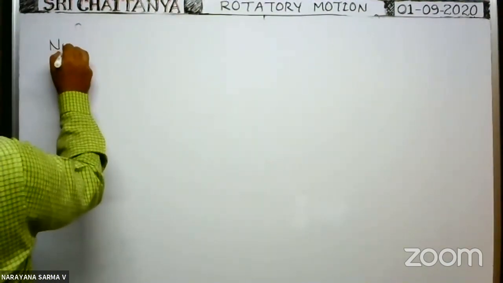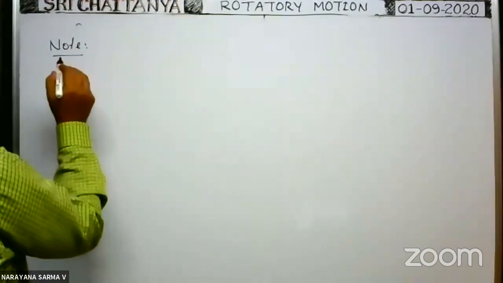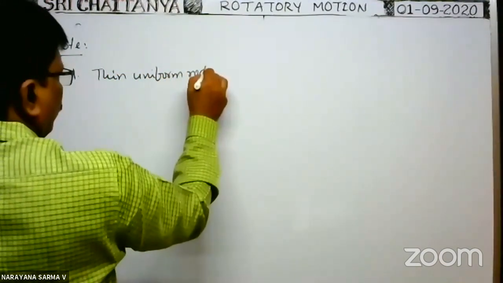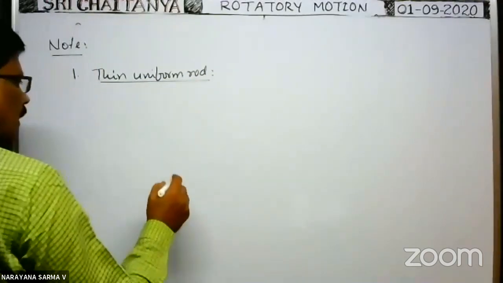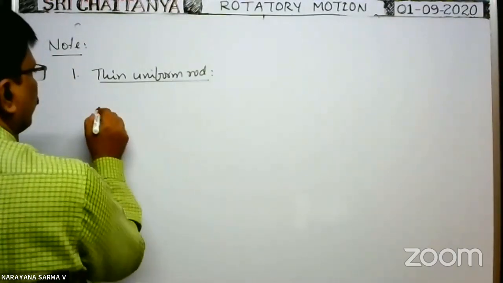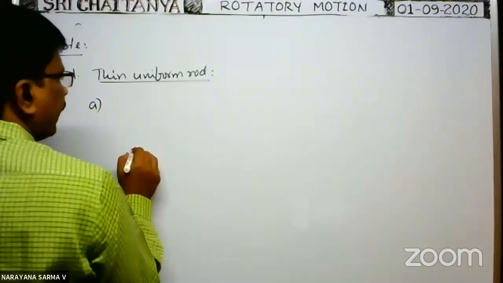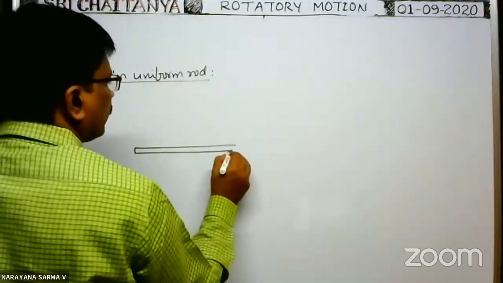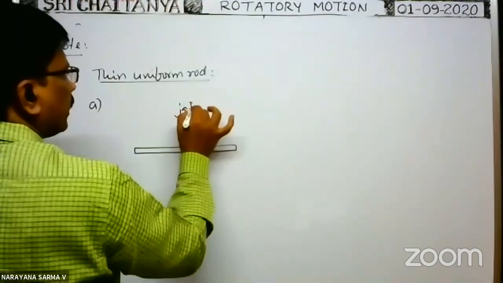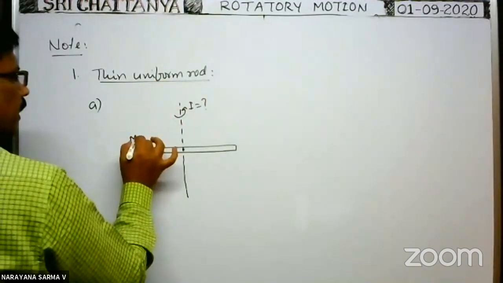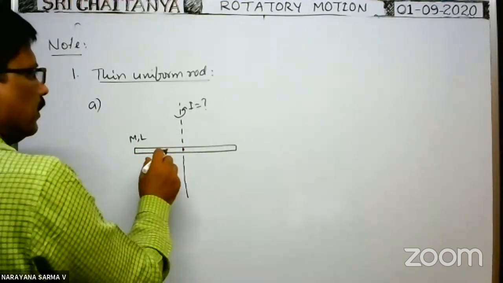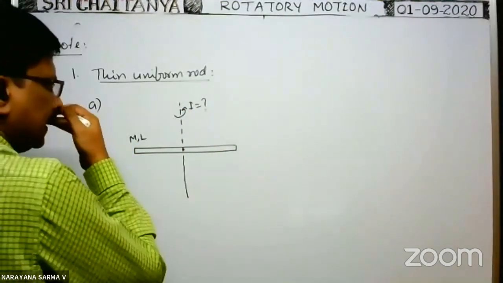Okay, some note points. Note 1. Thin uniform rod. Suppose there is a thin uniform rod, about an axis passing through midpoint and perpendicular to its length. About this axis, what is the moment of inertia? Mass of the rod is of course m, length is L. There is a uniform rod of mass m, length L. What is the moment of inertia of this rod about an axis passing through midpoint and perpendicular to its length?